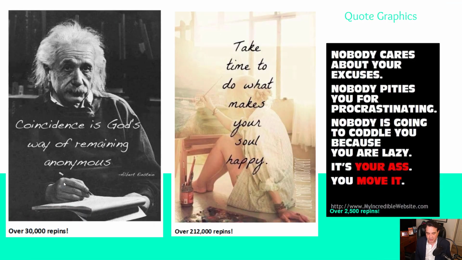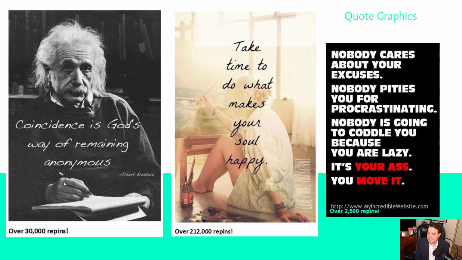Now, let's turn the corner and for just a moment talk about typographics. Here are some of our super successful typographics. We have many very successful typographics, but a couple of things I want to point out. First off, it's usually a fairly profound quote, and it could somehow relate to your business, although it doesn't have to. But it's usually over an image of a person. They usually do better, like you see here with the Einstein pin, or "take the time to do what makes your soul happy." As you can see, the Einstein pin had 30,000 repins the last time we looked. The "take time to do what makes your soul happy" has over 212,000 repins.